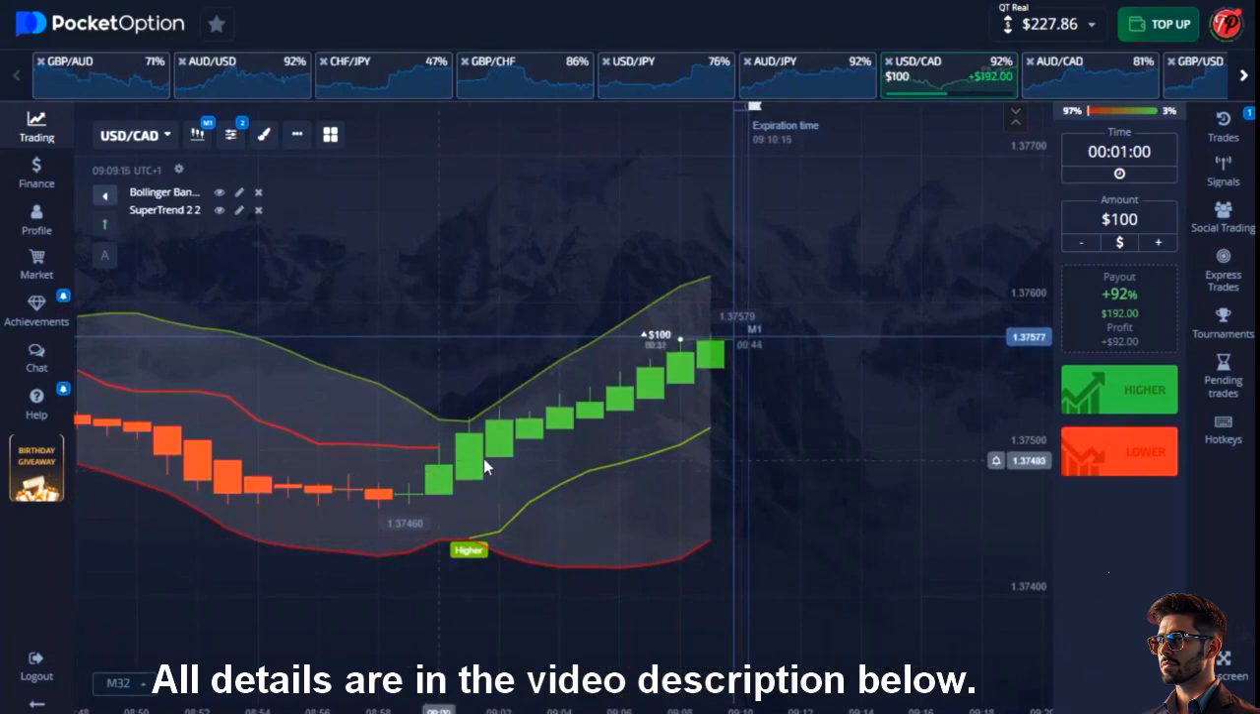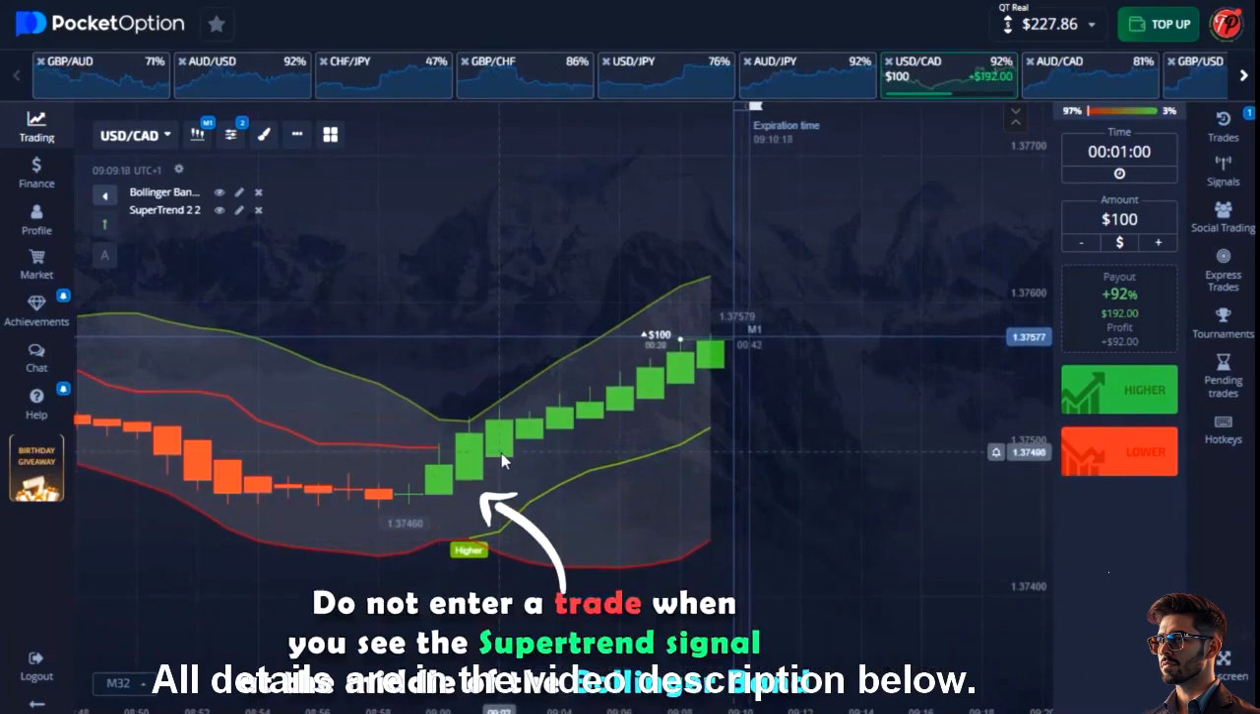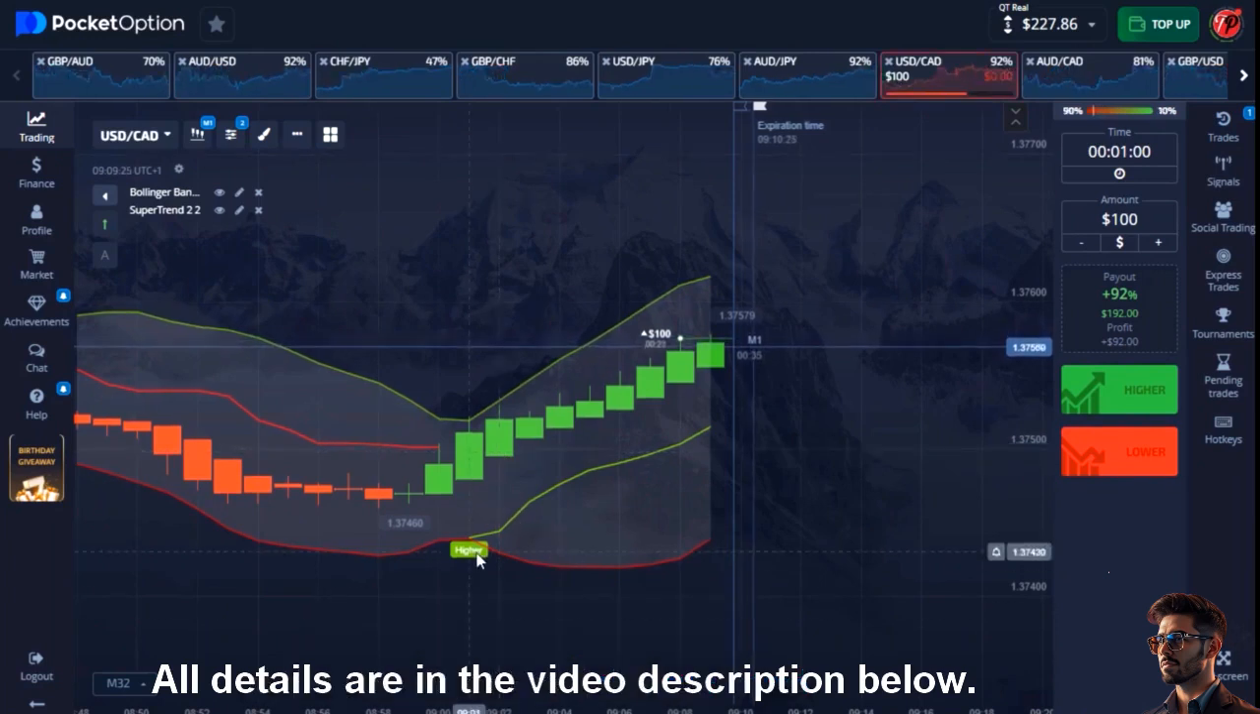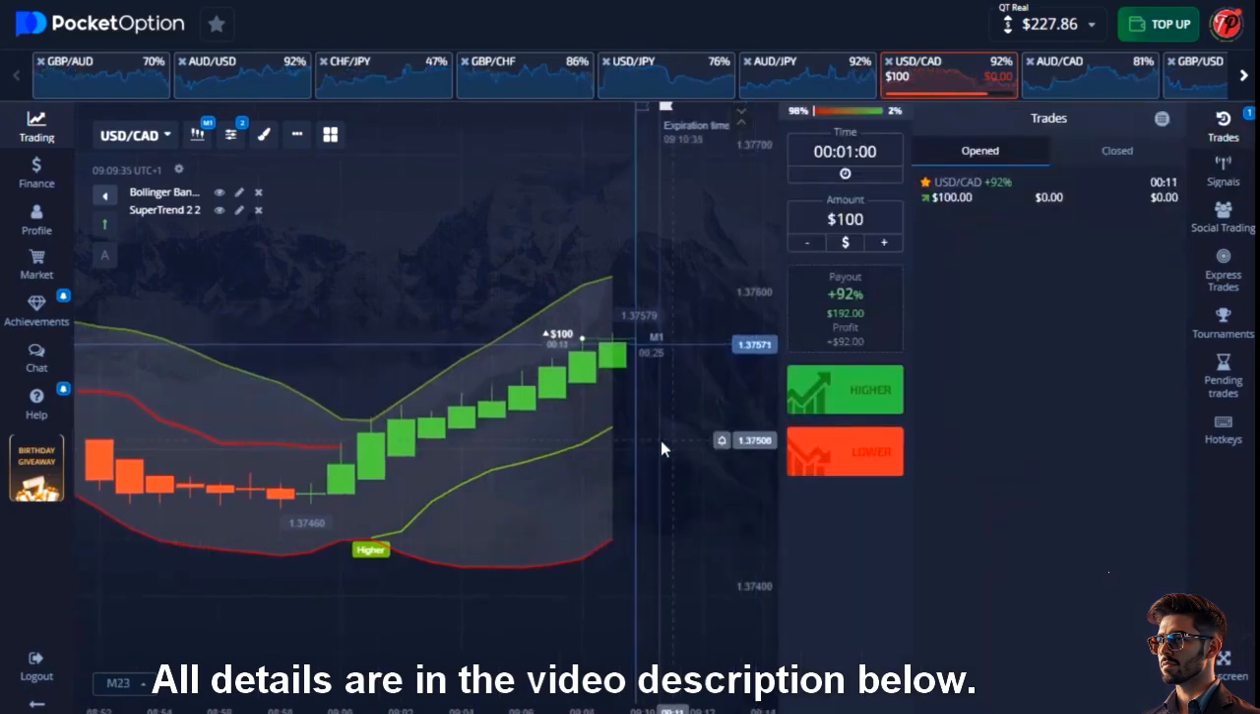If you have your super trend at the middle of the Bollinger Band, do not enter the trade. It actually indicates that the trend wasn't actually good. All right, so always make sure that the super trend signal is very close to the downline of your Bollinger Band. It's very important. All right, so guys, let's wait and see if this is going to be a good one.